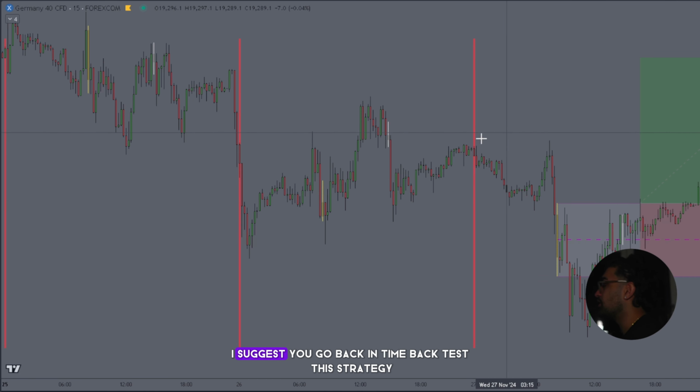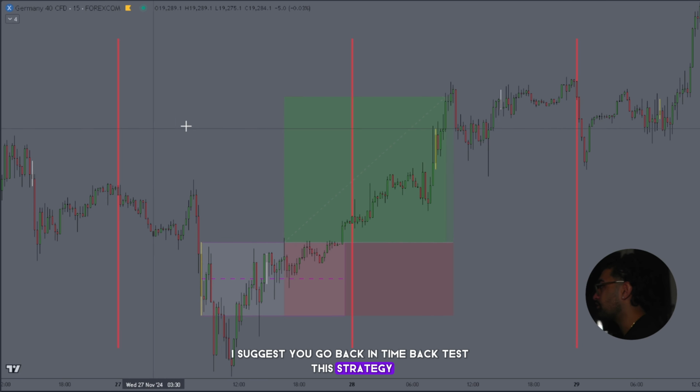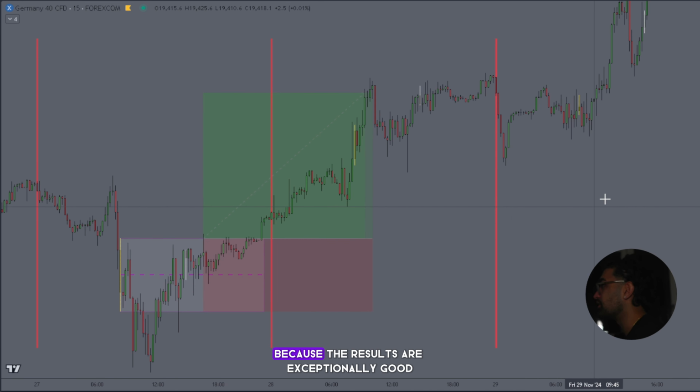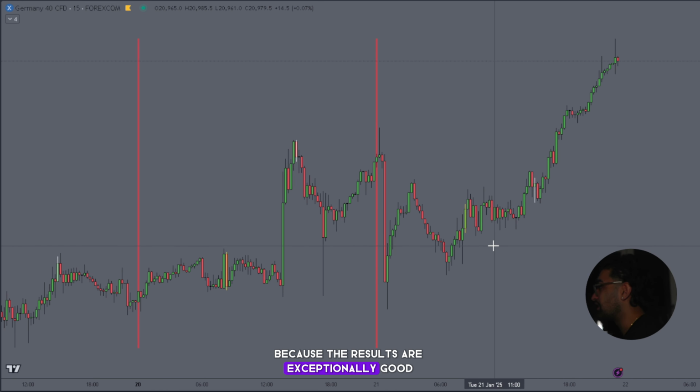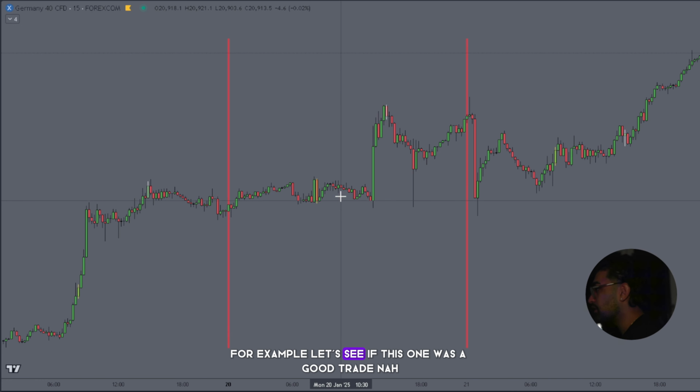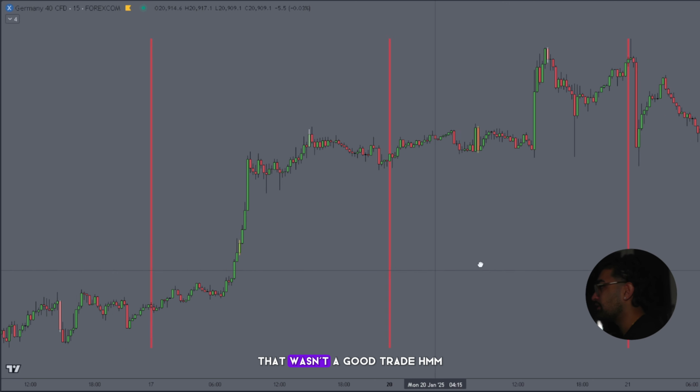So guys, I suggest you go back in time and backtest this strategy, just backtest for 2024, and let me know in the comments the results you're getting. And I bet you that no one's going to be complaining in the comments saying the results are bad for this strategy, because the results are exceptionally good. For example, let's see if this one was a good trade. Nah, that wasn't a good trade.